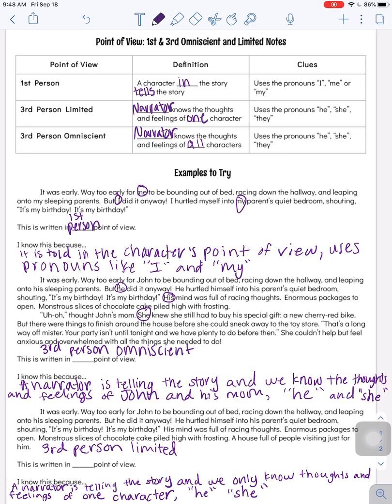And finally, third person omniscient is once again told by a narrator outside of the story. However, the narrator knows the thoughts and feelings of all characters. And it will also use pronouns such as he, she, and they.